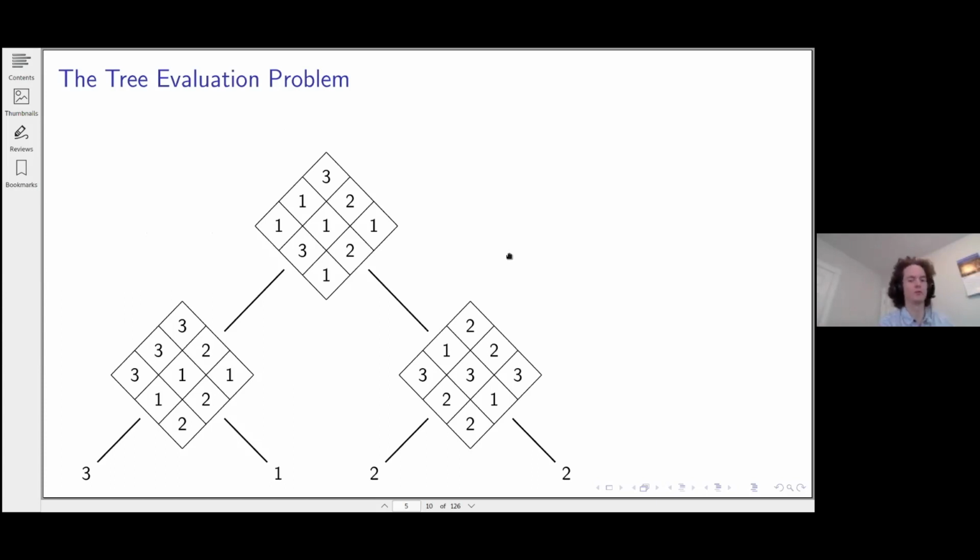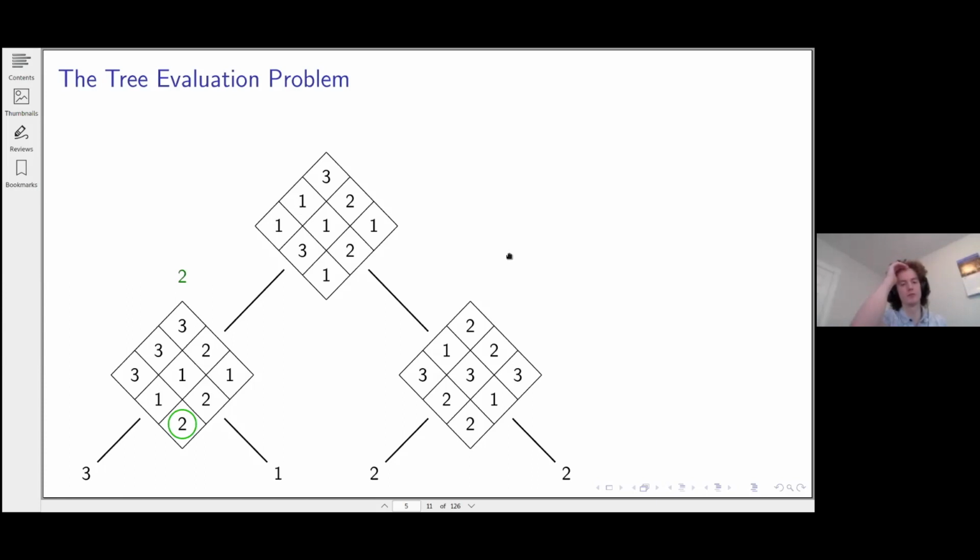And we can use this input to recursively define a value at each node. So the value at a leaf node is just directly given as part of the input. And to compute the value of an internal node, you need to first know the values of its two children. And those two children values tell you where in the table to look. So for example, the left child of the root, its children are 3 and 1.